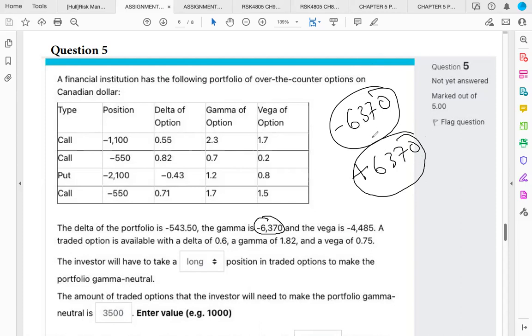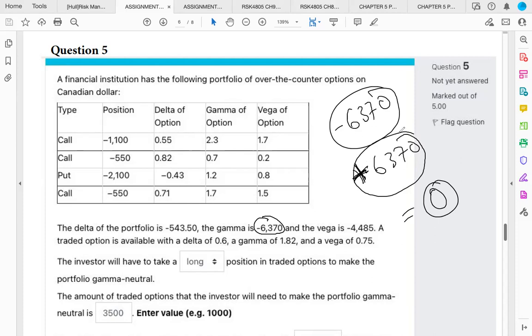And we know when we've done this, it means that for changes in the price of the underlying, our delta will not change. Remember, gamma is the change in the value of delta for changes in the price of the underlying, right? So currently our gamma is minus 6,370. So we need to add assets or derivatives into our portfolio which have a total gamma of plus 6,370, such that our portfolio will have a net gamma of 0 and will be gamma neutral, right?